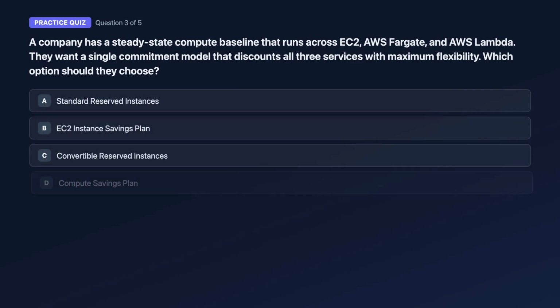Question 3. A company has a steady-state compute baseline that runs across EC2, Amazon Web Services Fargate, and Amazon Web Services Lambda. They want a single commitment model that discounts all 3 services with maximum flexibility. Which option should they choose? Is it A, standard reserved instances, B, EC2 instance savings plan, C, convertible reserved instances, or D, compute savings plan? Think about which constraint matters most here.